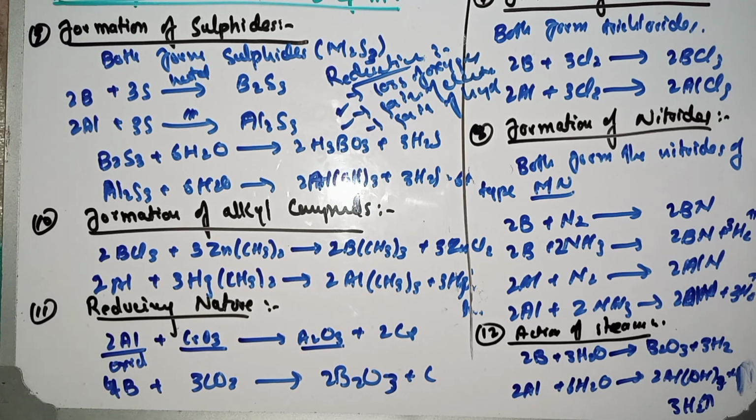Here, aluminum can react with water and produce aluminum hydroxide, plus hydrogen gas will be evolved to the atmosphere. Okay, these are all the similarities, the symmetry between aluminum and boron.